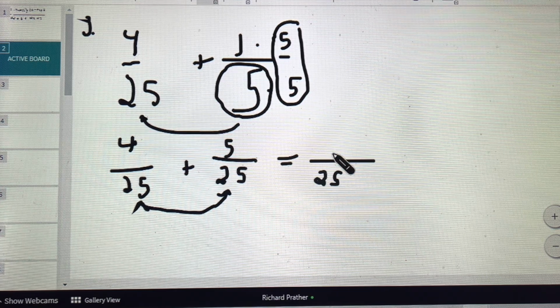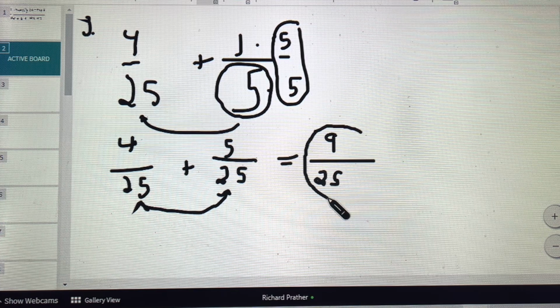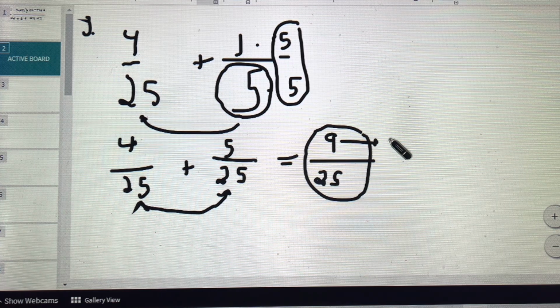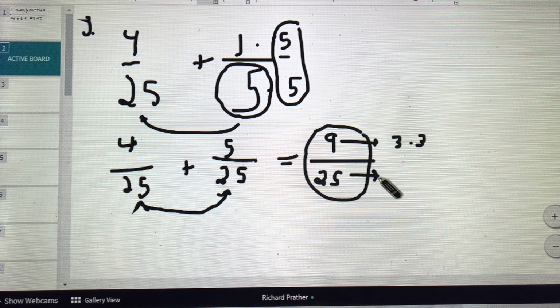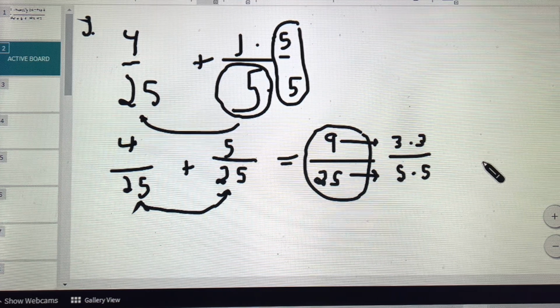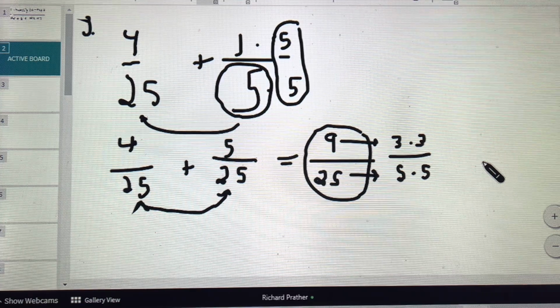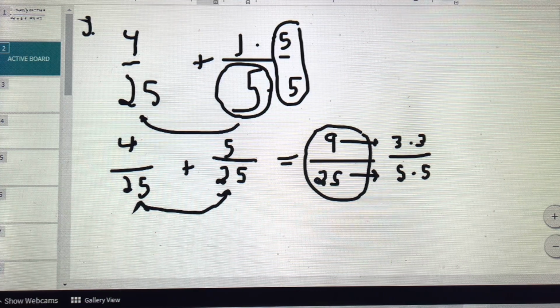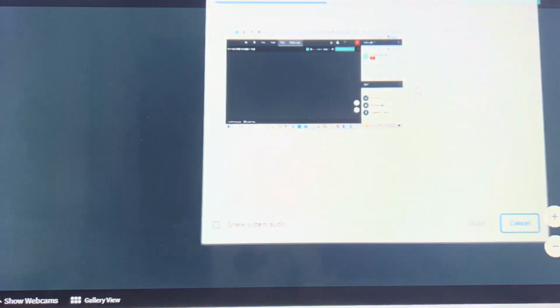4 plus 5 is 9. So the final answer is 9 over 25, unless that could reduce, but remember we could do like yesterday. 9 is 3 times 3. 25 is 5 times 5. Those are all prime numbers. 3 doesn't reduce with 5, so then 9 doesn't reduce with 25. So the answer is definitely 9 over 25.